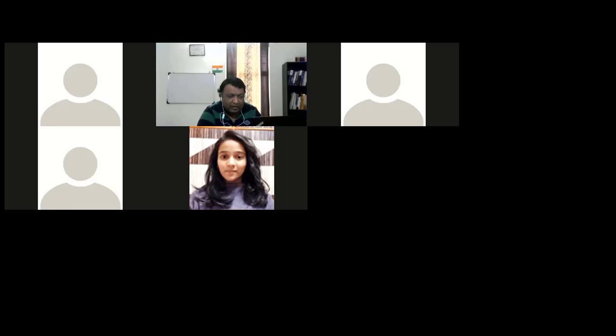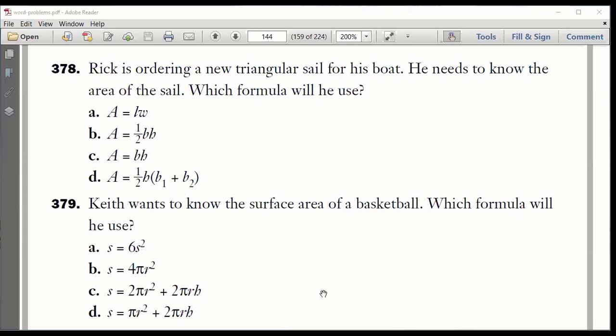Now if I show you a question, read all of this. I know the answer is easy, but you have to explain it also. First is A equal to L into W. Can it be the answer? No, because it is just length into width. It's a rectangular thing, right? Read B, C, D. Which can be the answer and why?